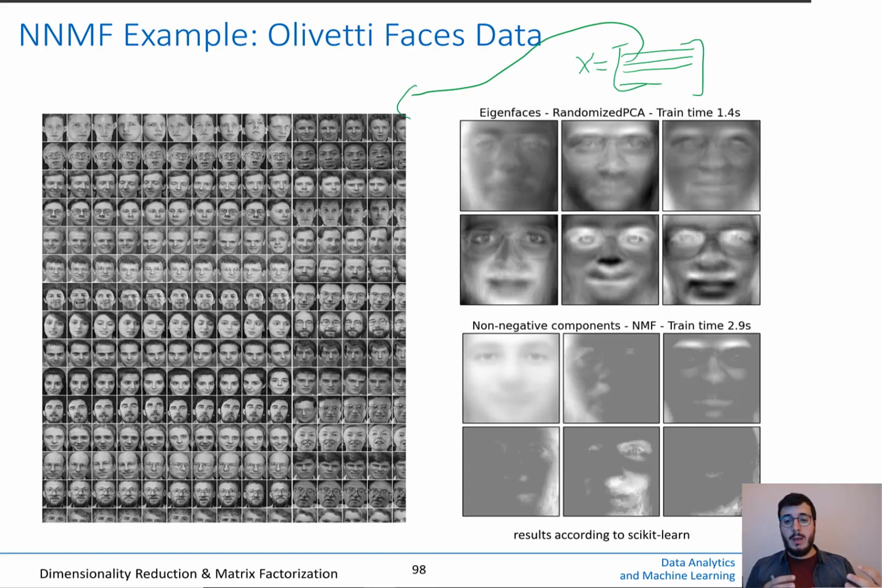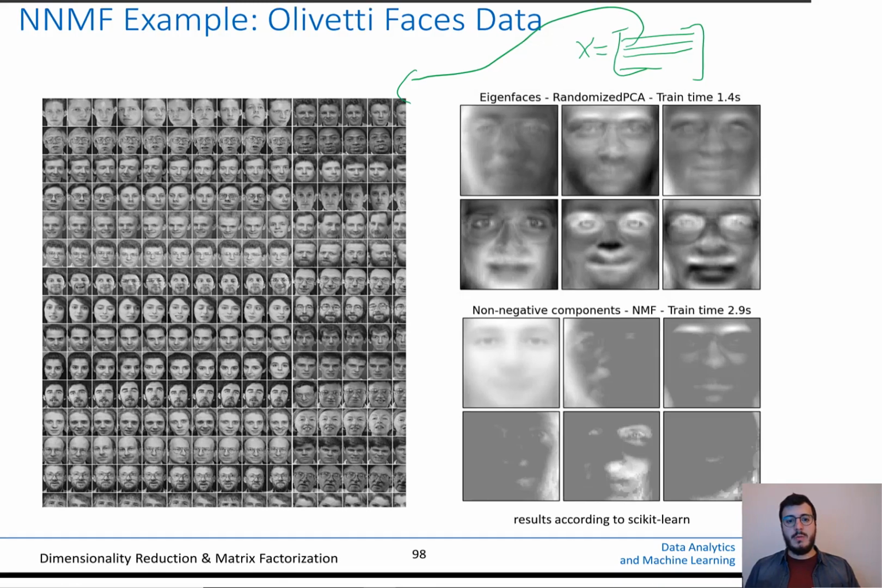So what you can do is train a normal model, such as PCA or SVD, and train a non-negative matrix factorization model. And then we see that the non-negative matrix factorization model, because it has only non-negative values, seems to be more interpretable.